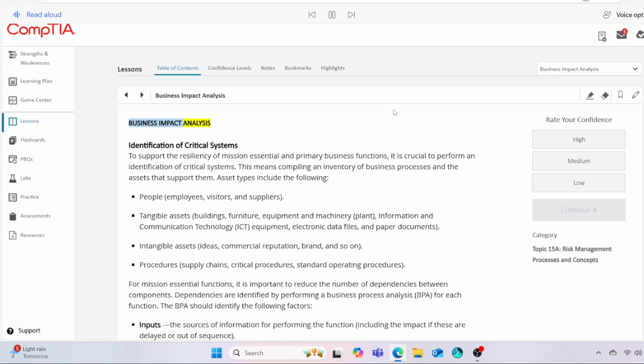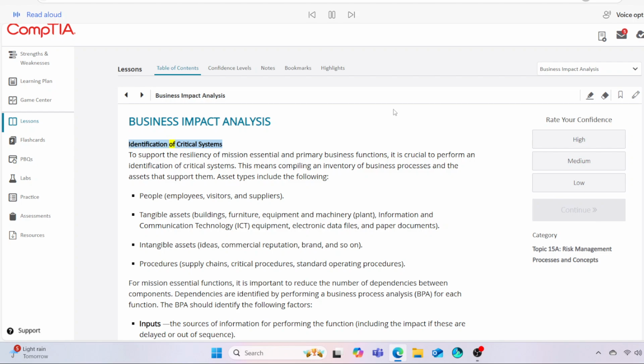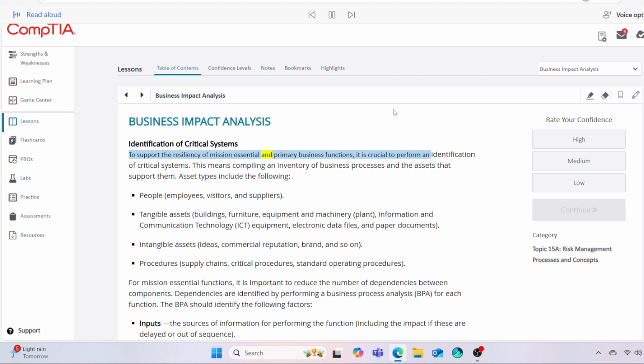Business impact analysis. Identification of critical systems. To support the resiliency of mission-essential and primary business functions, it is crucial to perform an identification of critical systems. This means compiling an inventory of business processes and the assets that support them.